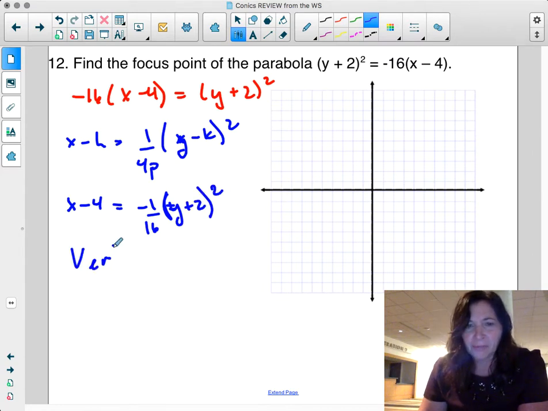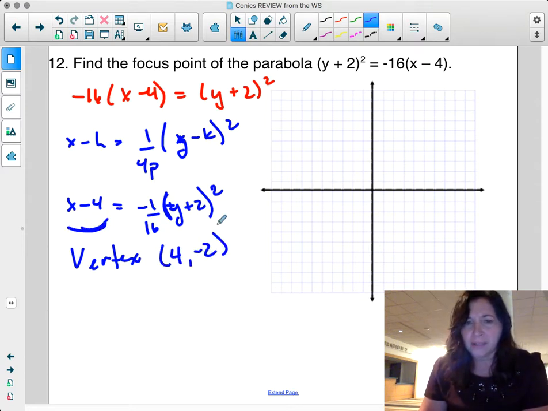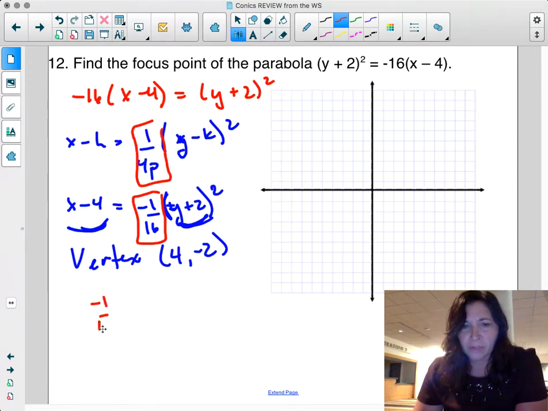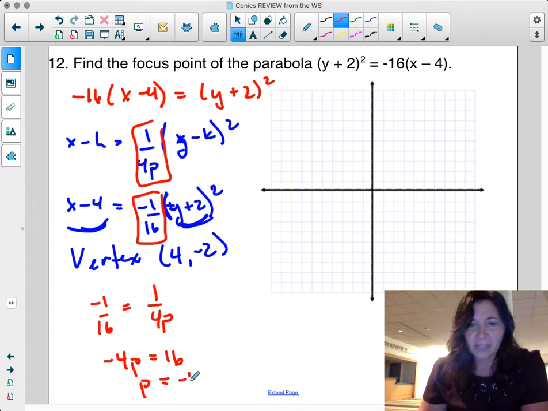My vertex for this equation is at positive 4, negative 2. It's always x, y. So you're always going to go x and then y. Now, the middle term right here is my 1 over 4p. So I'm going to rewrite that and say negative 1 over 16 equals 1 over 4p. I'm going to cross multiply. I get negative 4p equals 16. So p is equal to negative 4.